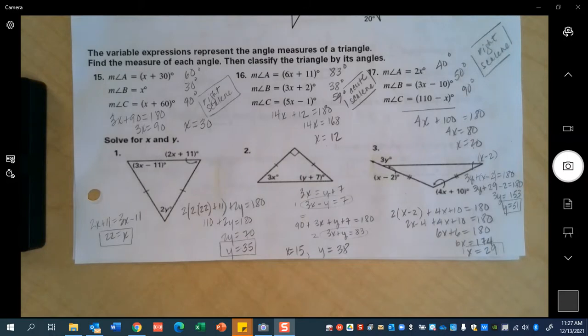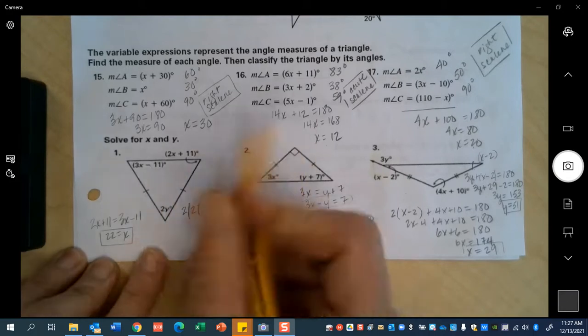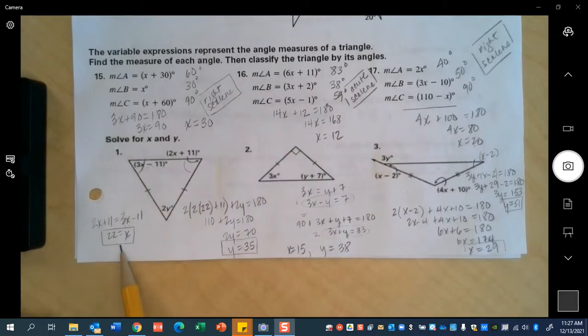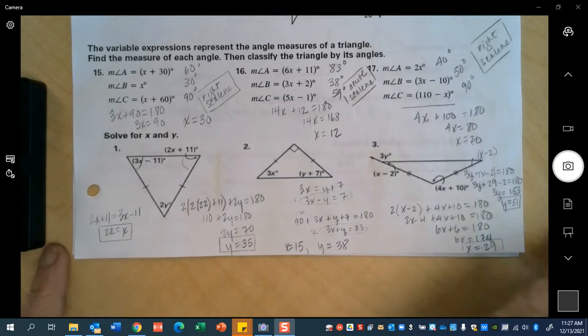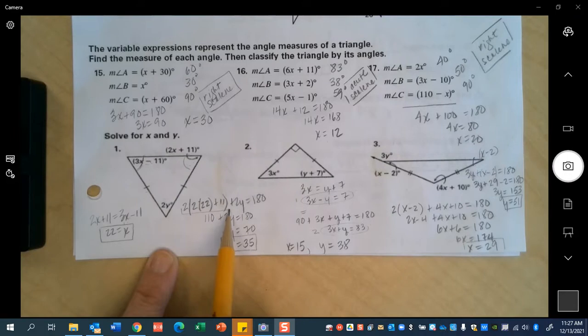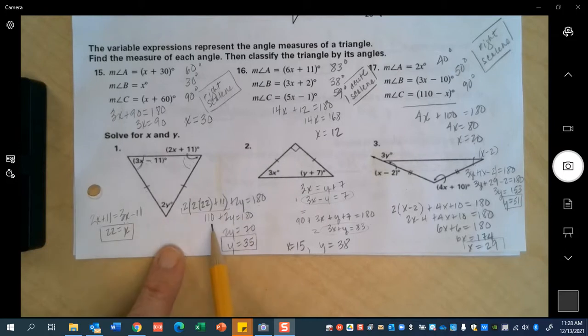Go ahead. I didn't know how to do number 1 and 2 on the solve for x and y. Okay, so because this is an isosceles triangle, I can set these two equal to each other. So if the 3x minus 11 is equal to 2x plus 11, that's how I got x is equal to 22. Once I get 22 for x, I can plug it in and get a value of 55 for each of these angles, and that's what this part here is. And then I set that equal to 180 when it's added to 2y. Can I just write 55 plus 55 plus 2y?